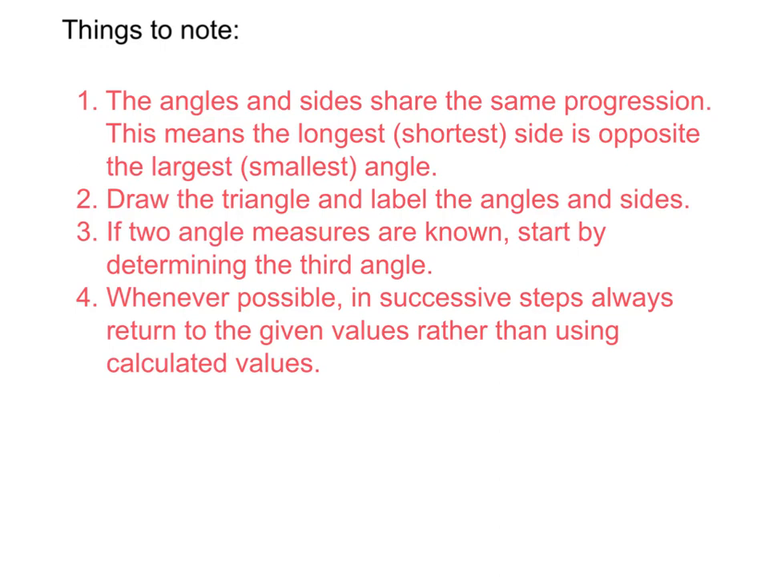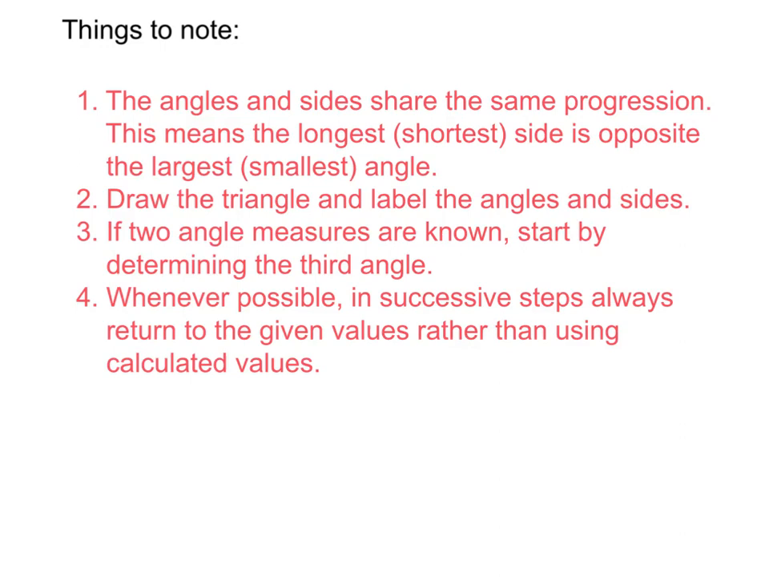Whenever possible, in successive steps, always return to the given values rather than using calculated values. In other words, whenever you possibly can, use the given information. Use that information because that's the only information you know is completely accurate. Anything that's given to you, you can assume to be 100% true, and there's no variation, nothing at all there.